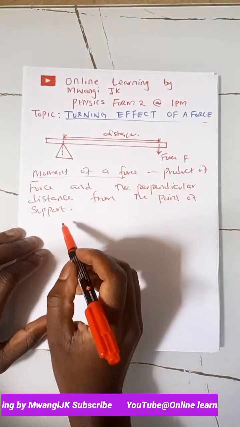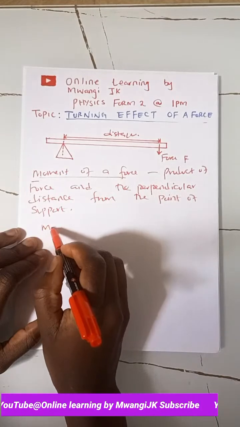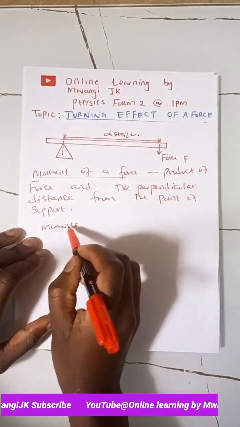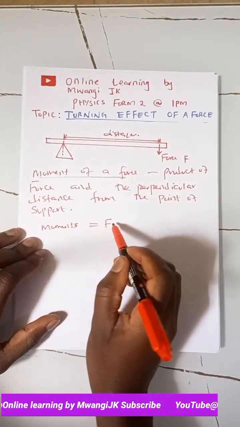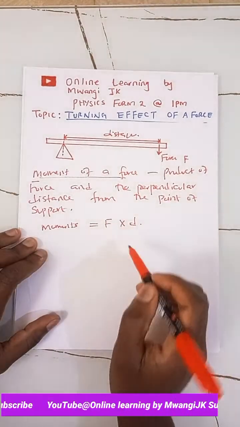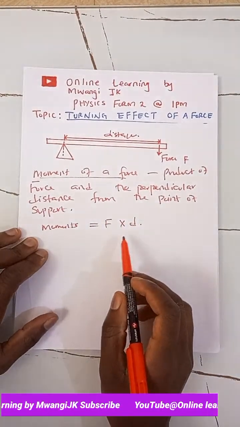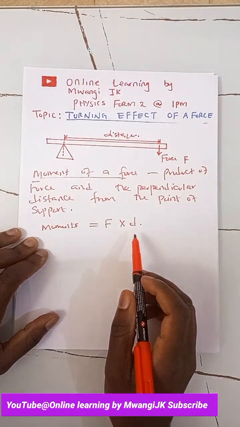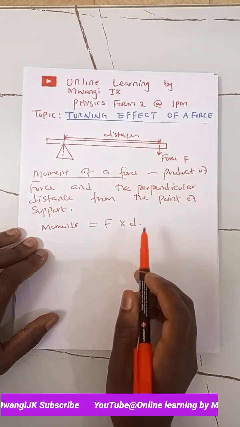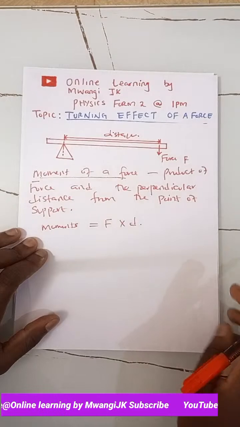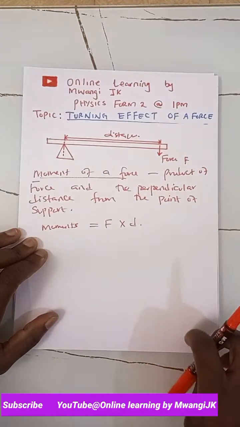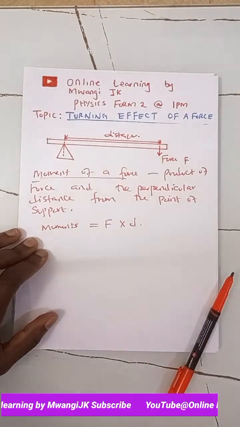So mathematically, we'll say moment is given by force times distance. The force should be in Newtons and the distance should be in meters.